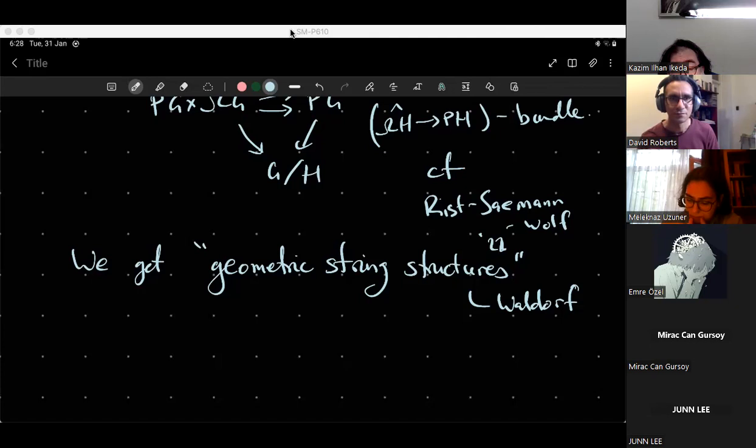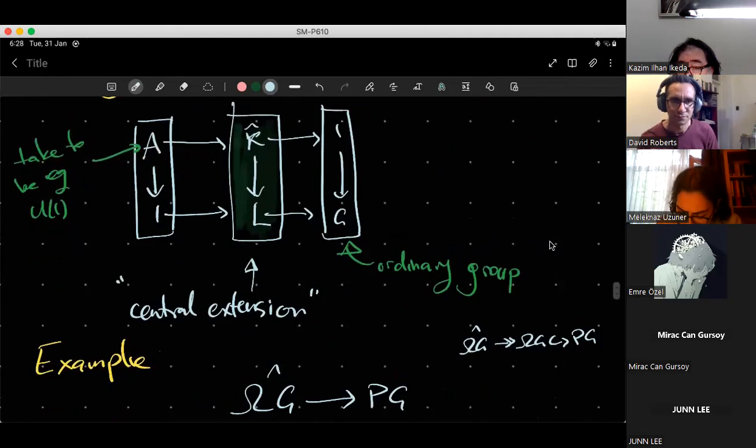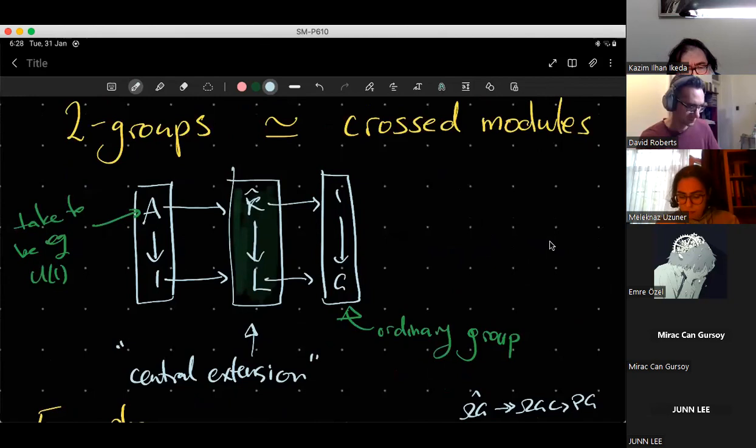Maybe I will just ask one thing about the two groups corresponding to those crossed modules. For example, there are those papers of Baez, like higher algebra, where he discusses Lie two algebras. So is there some correspondence? What do Lie two algebras correspond to in terms of crossed modules? Do we have such things?